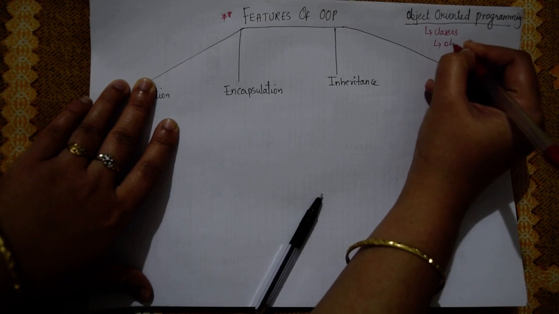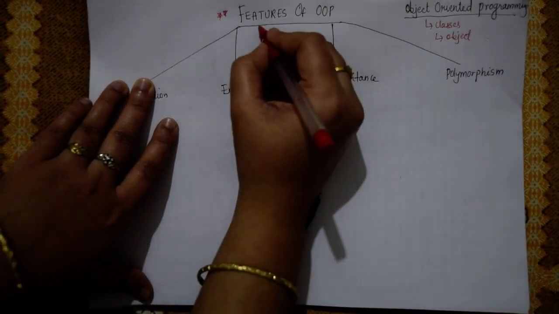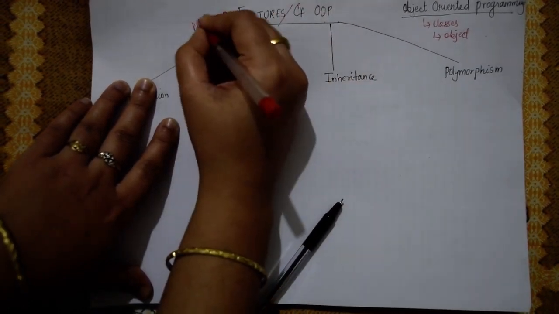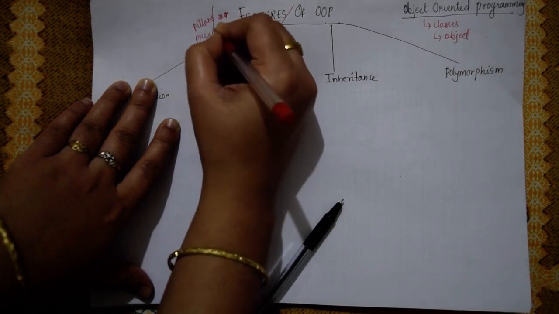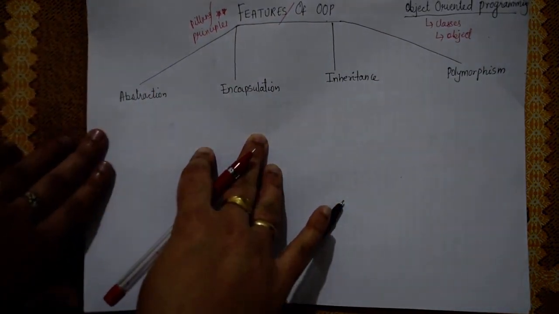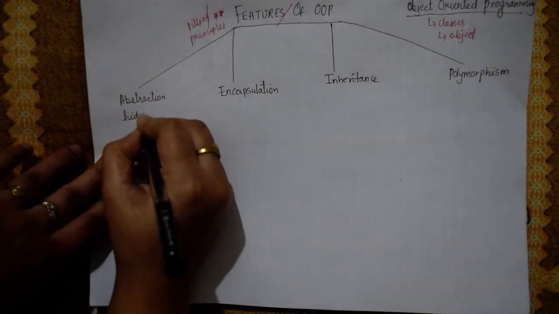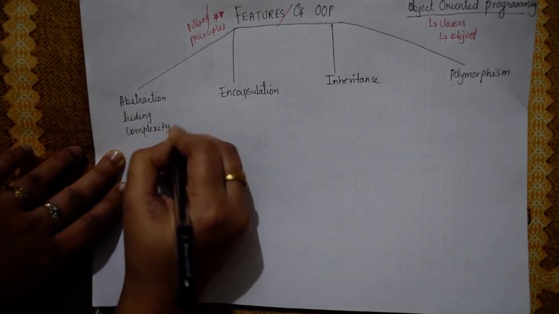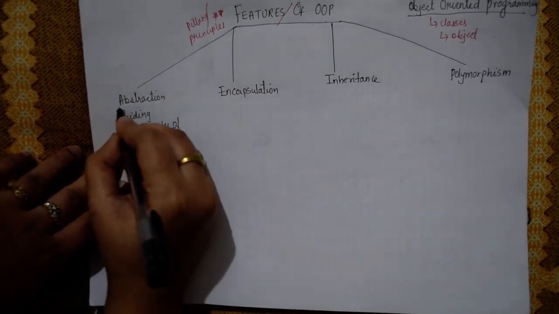So today I am going to explain to you the features of object oriented programming, or you can say pillars of object oriented programming, or you can say principles of object oriented programming. Okay, so starting with abstraction. Abstraction is nothing but hiding complexity of data and showing the data which is essential.